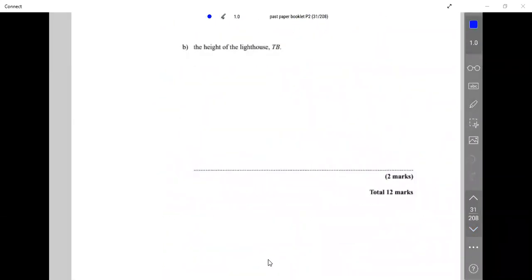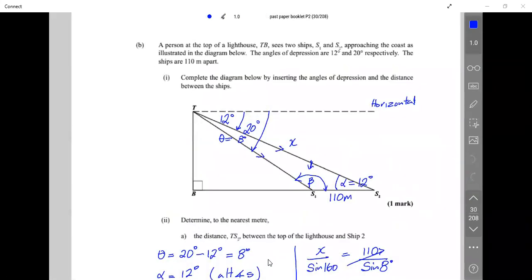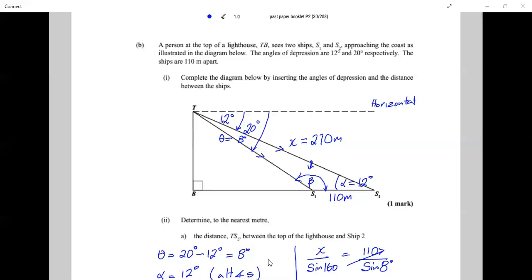All right, so next we're asked to calculate the height of the lighthouse TS. Normally that would not be very difficult. The height of the lighthouse TS. So now I have this side is 270 meters. Over here is what we want to find, the height TS. Answer this. What is this side TS to the 12 degrees here? The side TS to the 12 degrees is opposite.